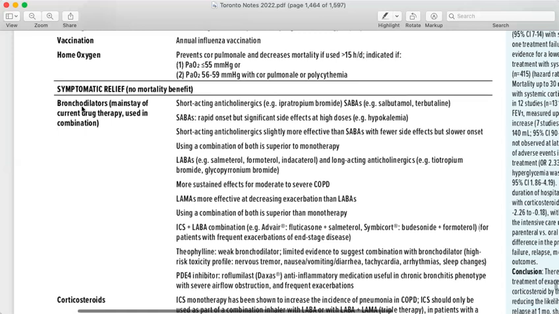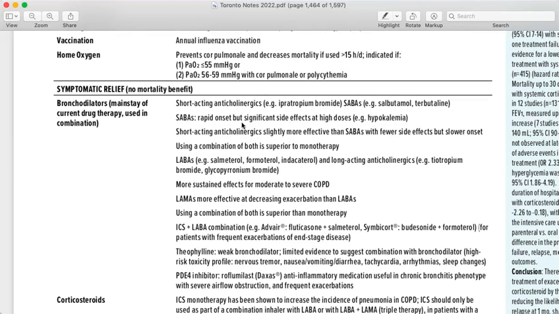Starting with the bronchodilators, what is a symptomatic relief? No mortality benefit. Only if the person is having the symptoms, it will help with the symptoms. So starting with the short-acting beta agonists, SABA. SABA has rapid onset but significant side effects at high dose. It can cause hypokalemia.